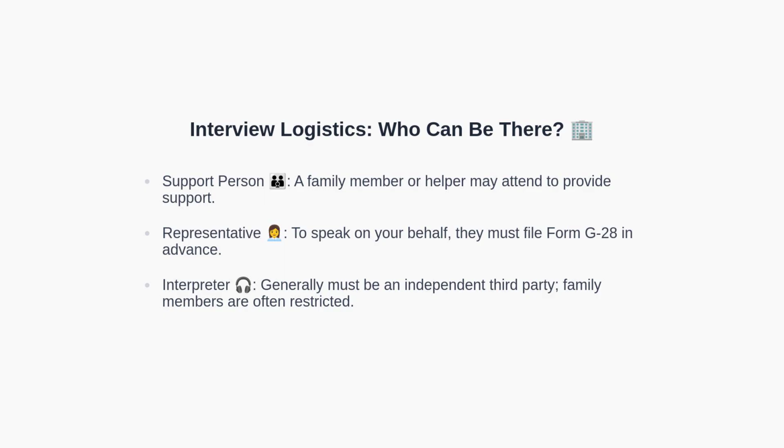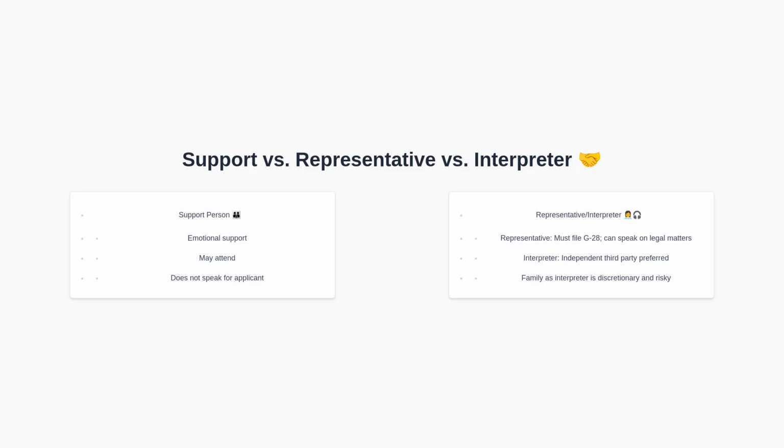For interpretation, USCIS usually requires an unbiased, independent interpreter. While officers have discretion, relying on family members as interpreters is risky and should not be assumed permissible. A support person offers emotional assistance and may sit in on the interview, but cannot answer questions or advocate.